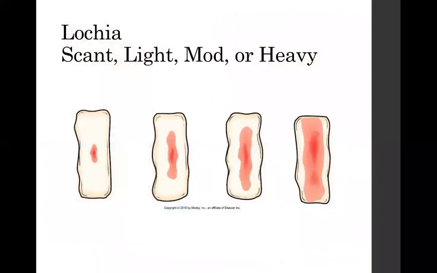And we talked about the lochia. So how we document lochia and communicate about the amount of lochia is by scant, light, moderate, or heavy. And you can see here what the different amounts translate to visually on a peri pad.